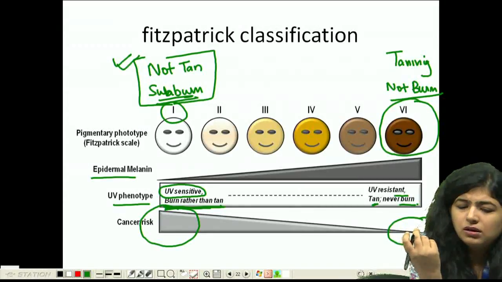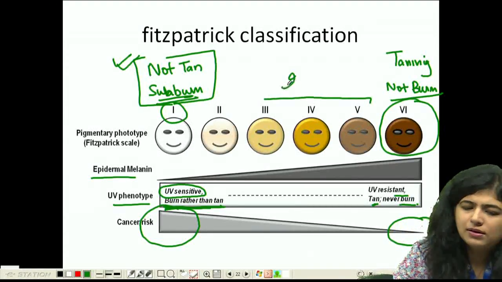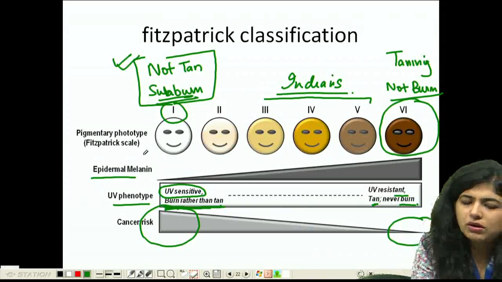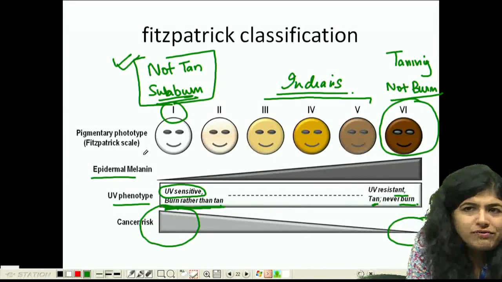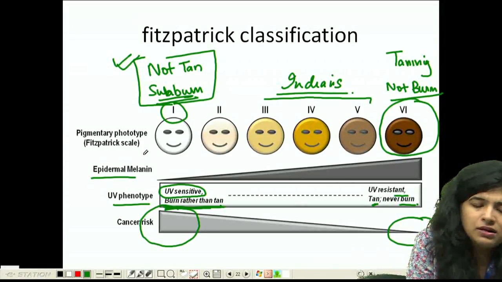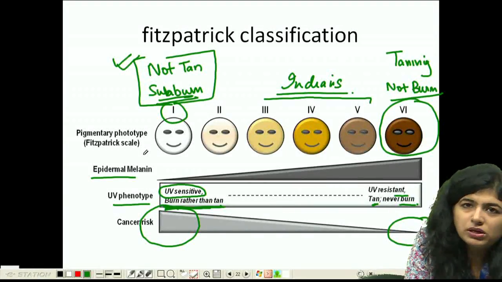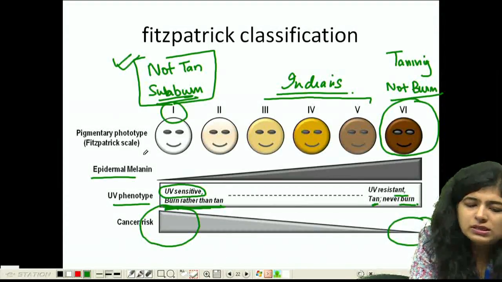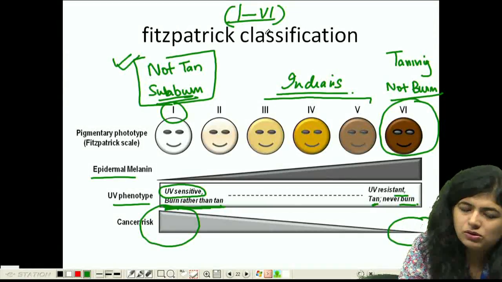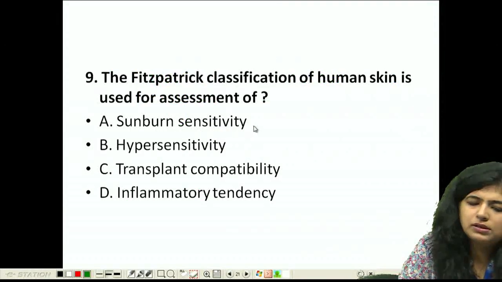While in us Indians here, we fall in somewhat this category. This is where the Indians fall. Even the fairest of us will be here only. None of us will go here. So the fairest of the Indians, we don't have that much BCCs, SCCs and melanomas in our country because our melanin is protective. It will protect us against the cancers. Fitzpatrick classification, important because you don't read it that commonly. Please remember, if it is asked, you should know that it is a grade of sun sensitivity. Fitzpatrick scale 1 to 6. Please remember. Okay? Clear to everyone? Yes, no? Yes. Good. So the answer to this question here is sunburn sensitivity.